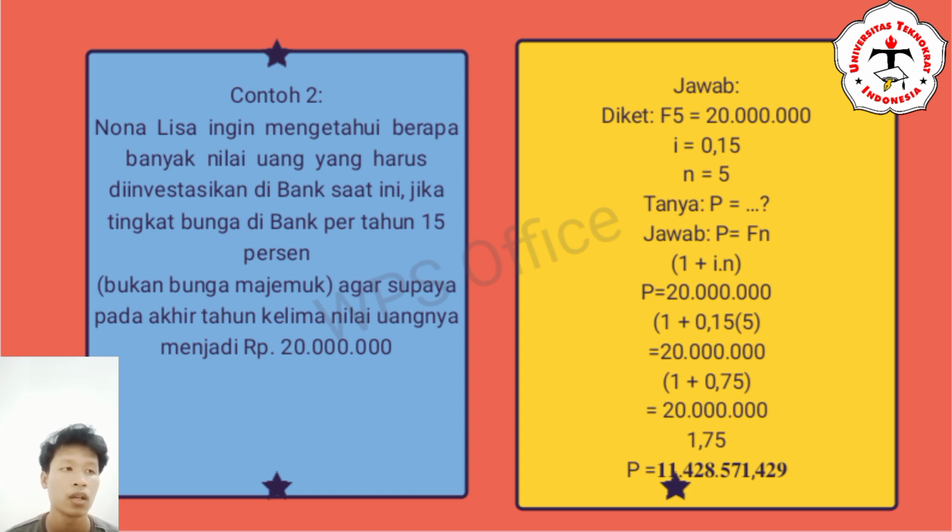P sama dengan 20 juta dalam kurung 1 plus 0,15 kali 5 sama dengan 20 juta dalam kurung 1 plus 0,75 sama dengan 20 juta dikali 1,75 sama dengan 11 juta 428.571 perak.